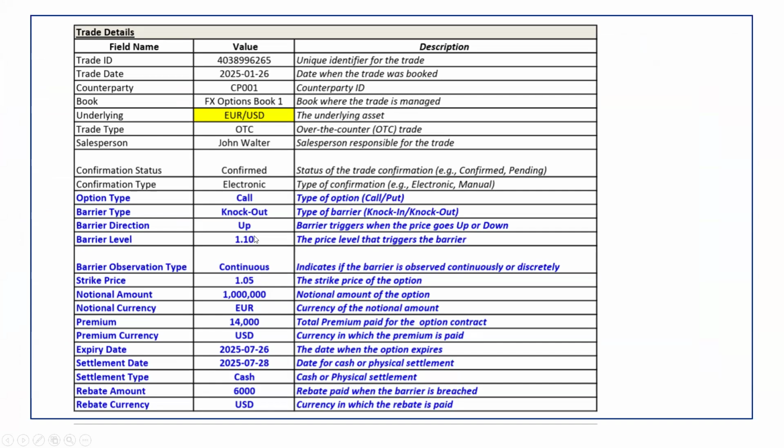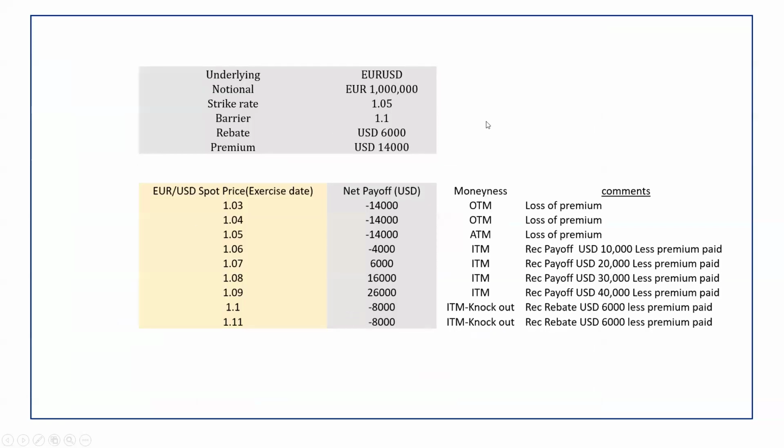Now, at any point of time, if the barrier gets broken, then the hedge fund will not get the payoff. They will get a rebate amount of $6,000. So here is how this works. Euro USD is the underlying asset, 1 million euro is the notional amount, strike rate is 1.05 and the barrier is 1.10. We have paid a premium of $14,000, and in case the barrier gets broken, we get 6,000 as a payoff.